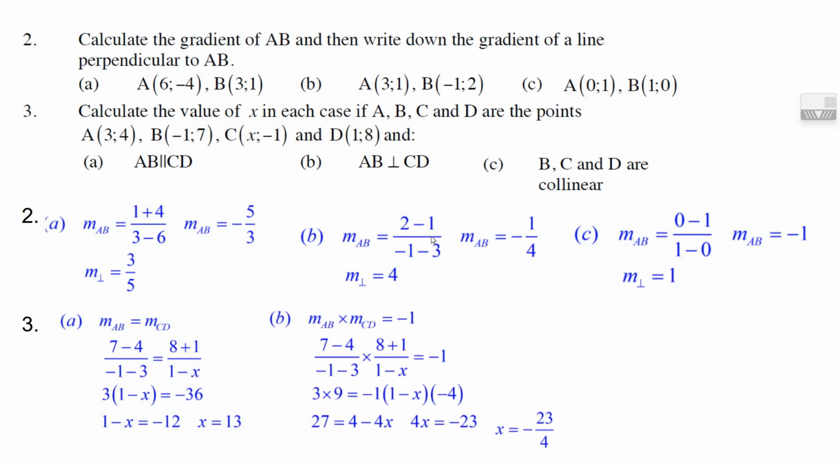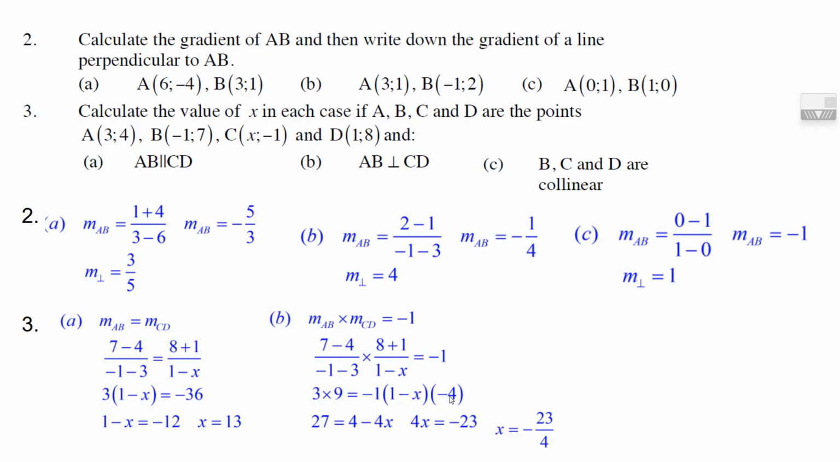The next question says, what if AB is perpendicular to CD? So just take the gradient of AB and multiply it by the gradient of CD. Now, they have to multiply to equal -1. That's the big trick. Now, what did I do here? I went 7 minus 4 is 3. I multiplied both sides by -4 and 1 minus x, so it would cancel here. All I've got here is 9 and 3.